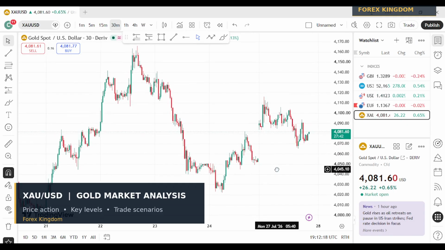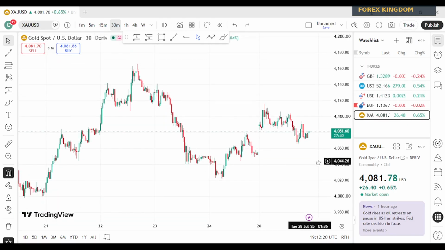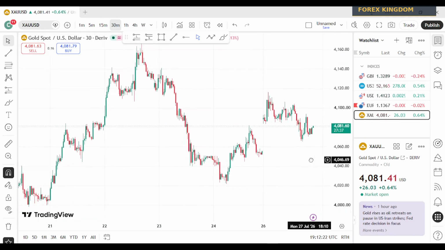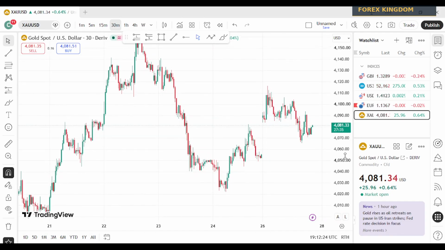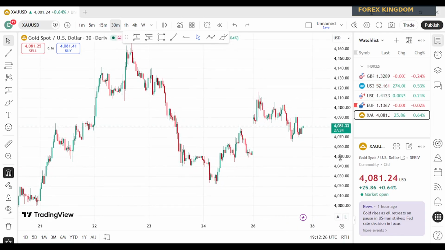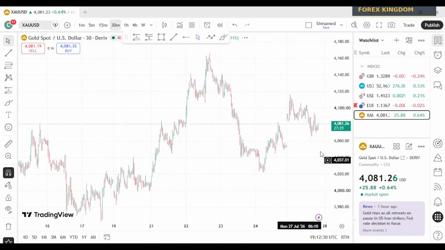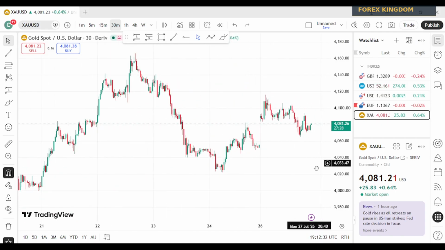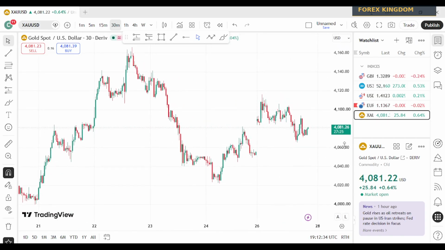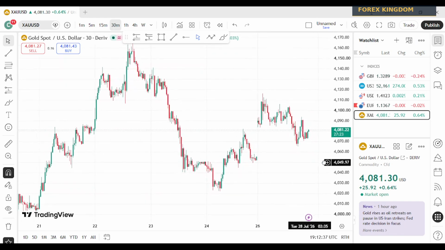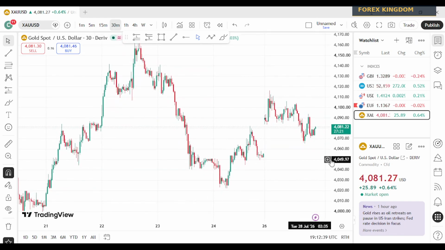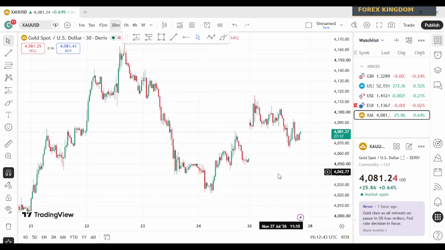So today I'm just going to show you how we analyze gold and how you can get perfect entries for gold. You can see that our chart is on the 30-minute time frame, but depending on whatever time frame you will be viewing the chart on, we start with the 30-minute time frame.